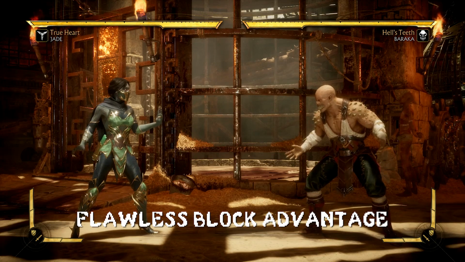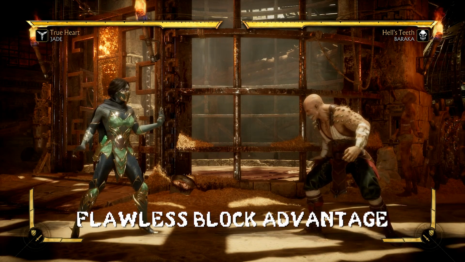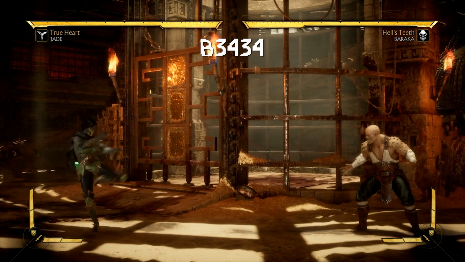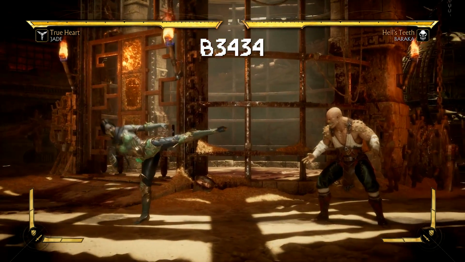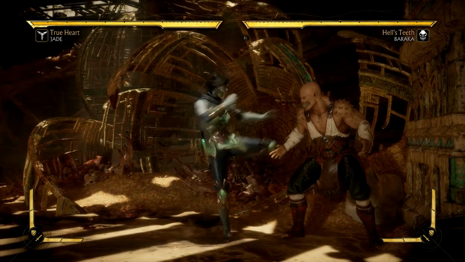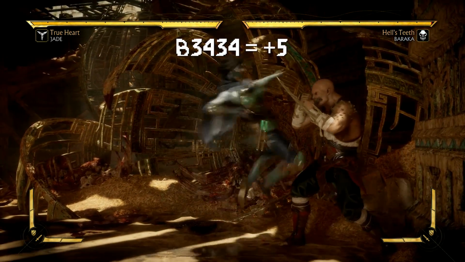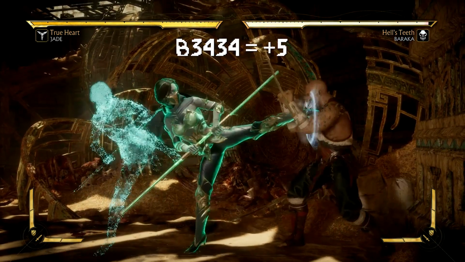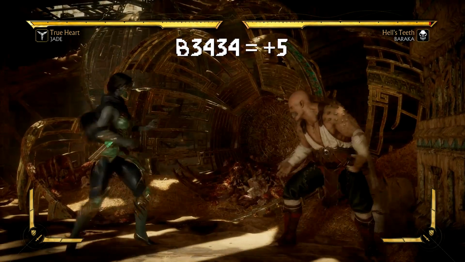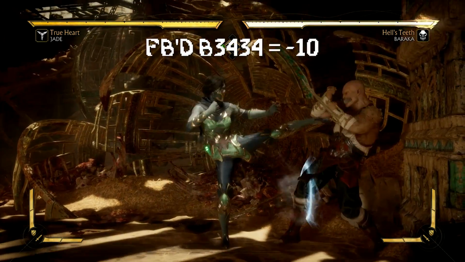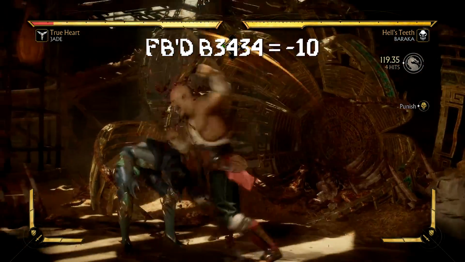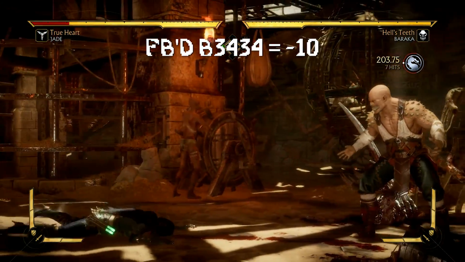Flawless block advantage is when an attack has the ability to give different frame data if the opponent flawless blocks it. This doesn't apply to every attack in the game, but a simple example is Jade's back 3-4-3-4. The string by itself is plus 5 on block, which means that she actually gets to pressure you after with a fast button, because she can move for 5 frames before you can. However, if you flawless block the final hit, this string becomes minus 10 and fully punishable.